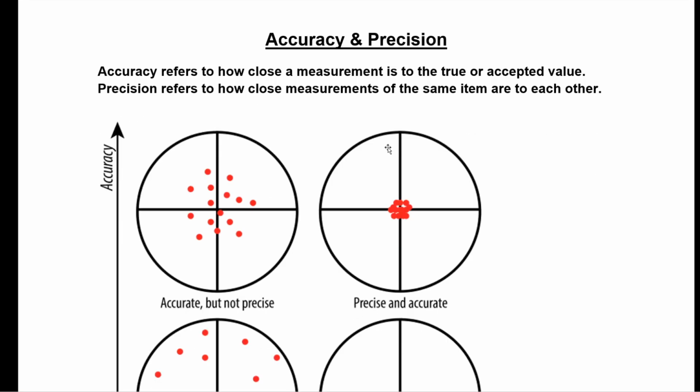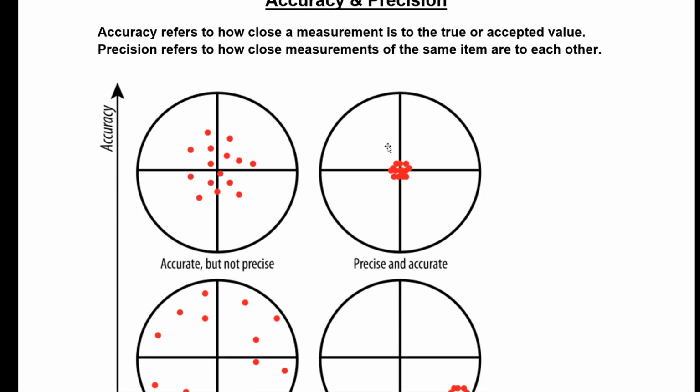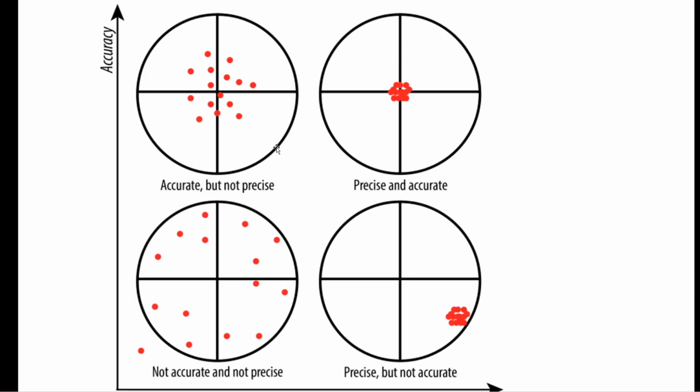All right. Accuracy refers to how close a measurement is to the true or accepted value, where precision refers to how close measurements of the same item are to each other. So you'll notice the first picture here is accurate but not precise, while the second picture is precise and accurate. They're all near the bullseye where we're aiming. This picture down here is not accurate, nor is it precise. It's just scattered all around. There's no sort of grouping.